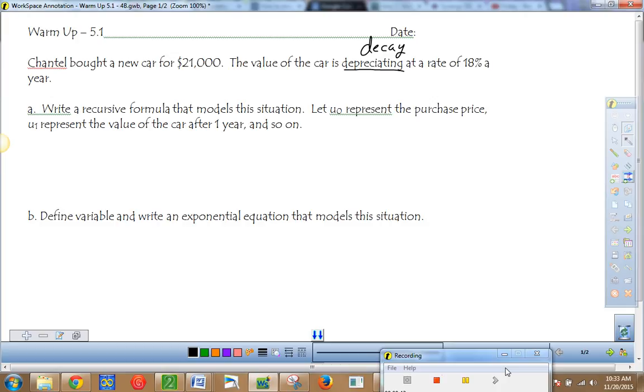What else do you know? The A sub 0 is 21,000. Yeah, this is your initial value, so this is your A sub 0. Very nice. What else?